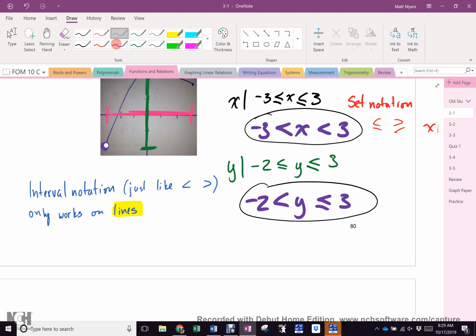It's still the same. You still go lowest to highest, but instead of worrying about these arrows, you just put the numbers in. So x's, my domain, was -3, and then we write a comma, and then we write +3. Now this is weird because that looks like coordinates, doesn't it? But it's not. That's why I've written domain here.